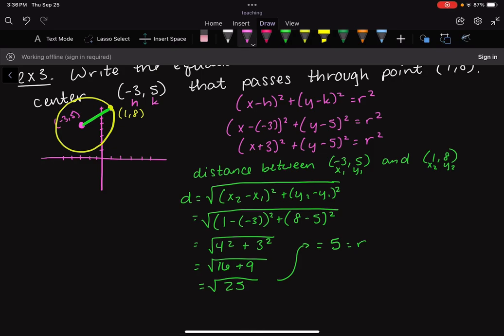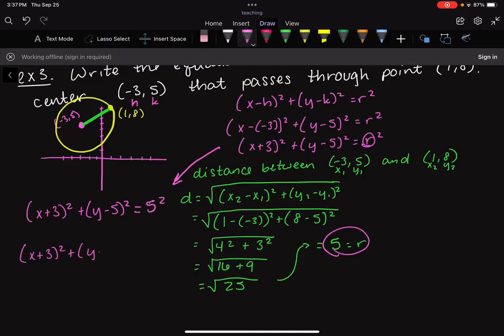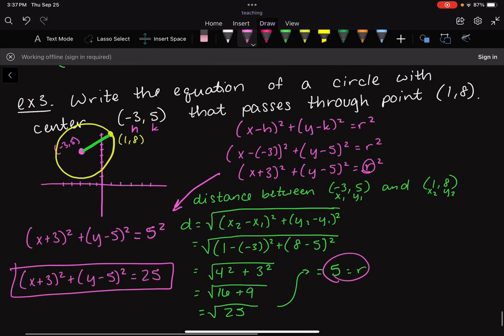Now please be careful when we put it back into our formula. So I'm going to write it off to the side here. So x plus 3 squared plus y minus 5 squared. Had all that from the center. Just needed my radius, which we just got. But be careful, it's 5 squared because the radius is just 5. And in the formula, it needs to be squared. So this will be x plus 3 squared plus y minus 5 squared is equal to 25. And that is the equation of the circle.